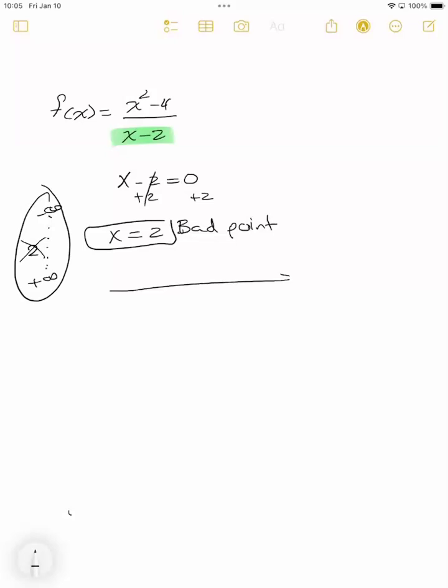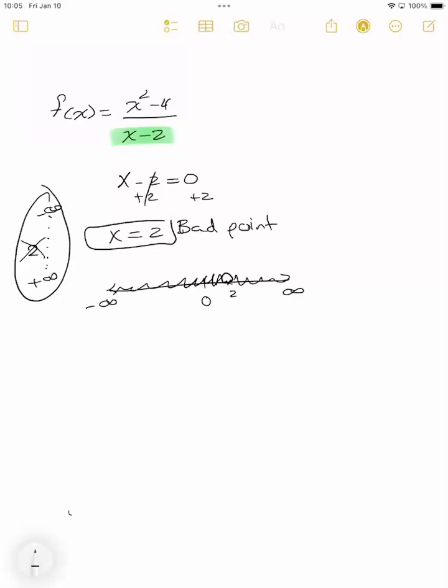The best way to write your domain in interval notation is to draw a line, put 0, then 2 is positive, so put it on the right-hand side and make an open circle. This is your bad point. You can pick anything before, anything after.